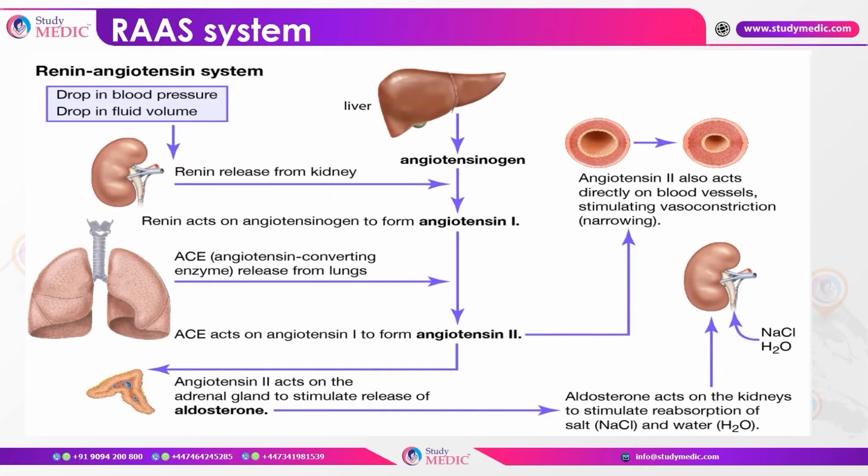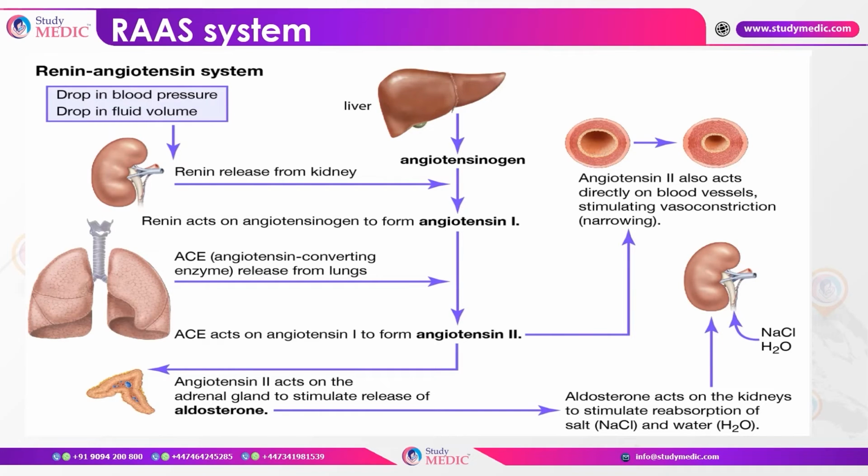Now this renin which is released from the kidney acts on angiotensinogen which is released from the liver, and forms angiotensin 1. You have angiotensin converting enzyme which is released from the lungs. This ACE acts on angiotensin 1 and converts angiotensin 1 to angiotensin 2. Now it is this angiotensin 2 which will act on the adrenal cortex and bring about release of aldosterone.